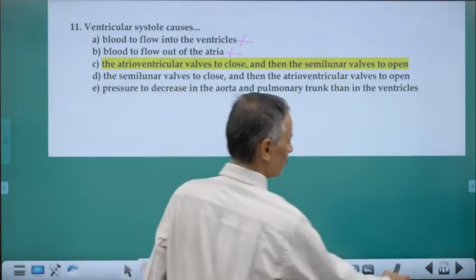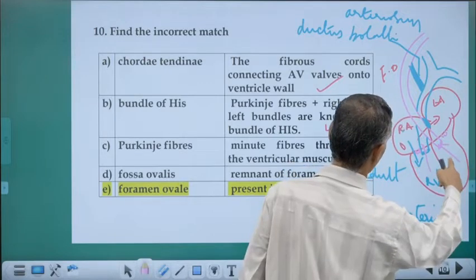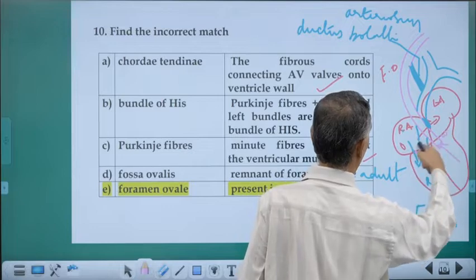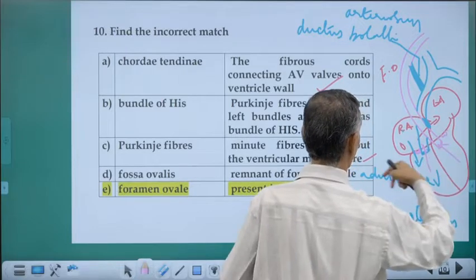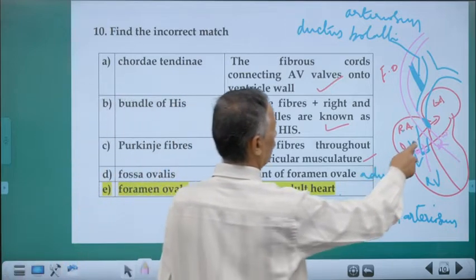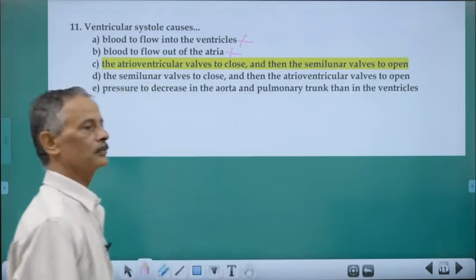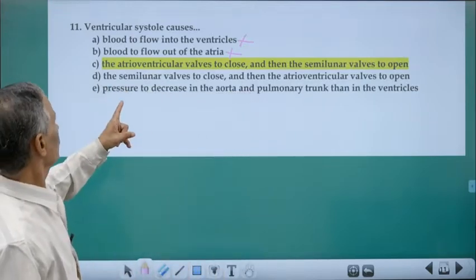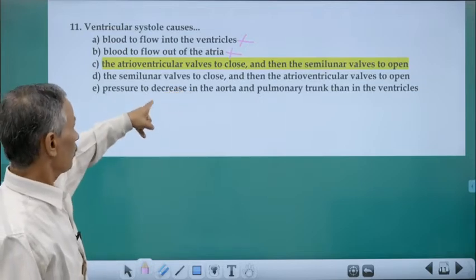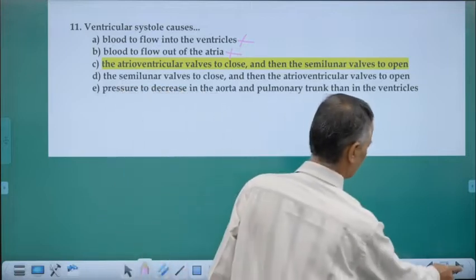So when the ventricle is contracting, pressure is increasing. That increase in pressure causes the tricuspid and bicuspid valves to close and the semilunar valves to open. Thus, blood will be entering the aorta and pulmonary arteries. Semilunar valves to close, no, they are all opening. Pressure to decrease, no, pressure is increasing. Clear?